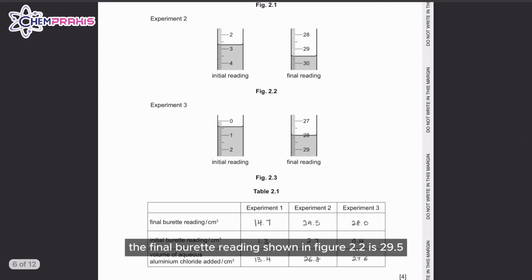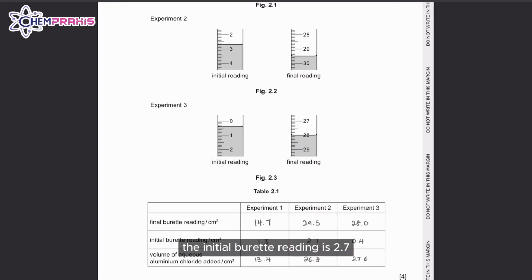For experiment 2, the final burette reading shown in Figure 2.2 is 29.5. The initial burette reading is 2.7, and we'll use the final minus the initial burette reading to get our volume of aqueous aluminum chloride, which is 26.8. And lastly, for experiment 3, the final burette reading will be 28, and the initial burette reading will be 0.4. We use 28 minus 0.4 to get 27.6.